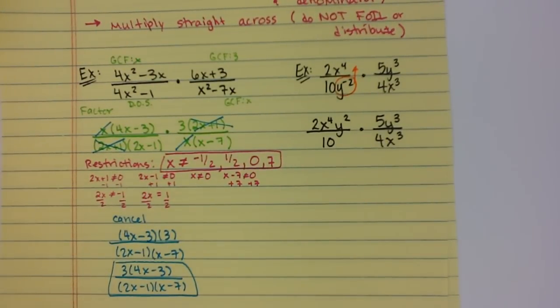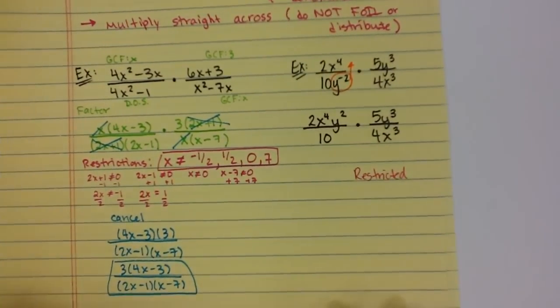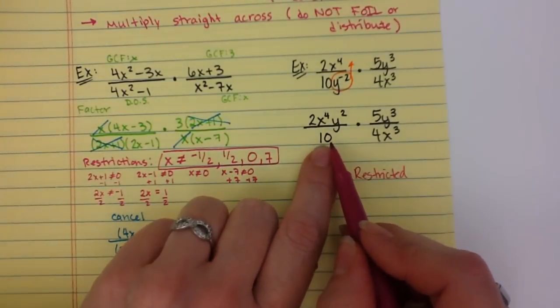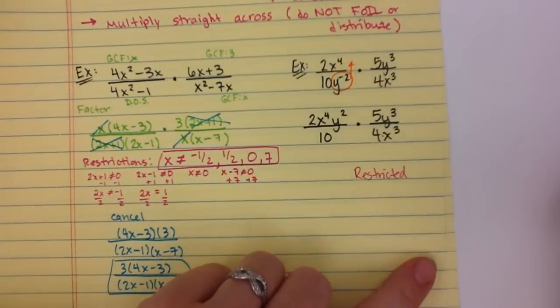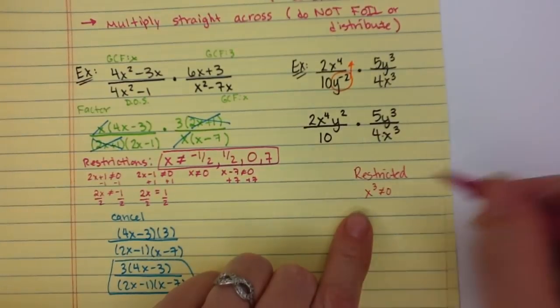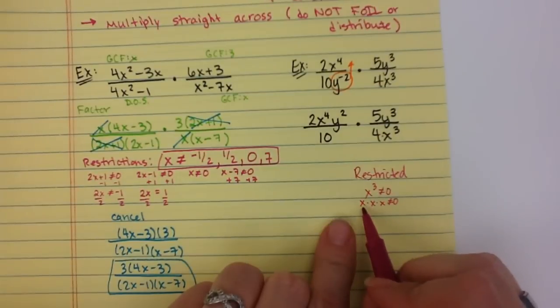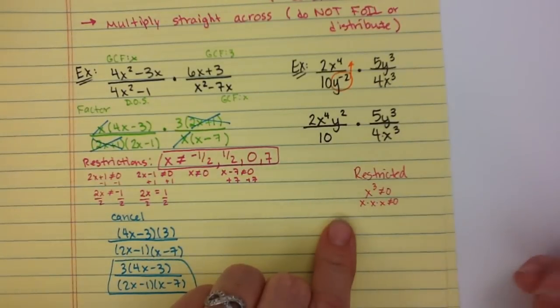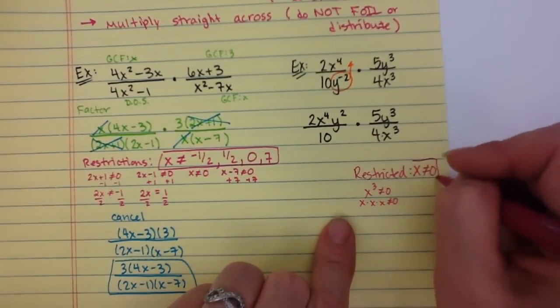Now, before we start canceling anything, let's get our restricted values. Our denominators: this denominator only has a 10 with no x's, so we don't need to set that equal to 0. The other one is 4 times x cubed. Well, the 4 doesn't need to be set equal to 0, so the only thing we need to worry about is x cubed cannot equal 0. If you think about that like x times x times x, that gives me x cannot equal 0. So really the only restricted value we have is x cannot equal 0.